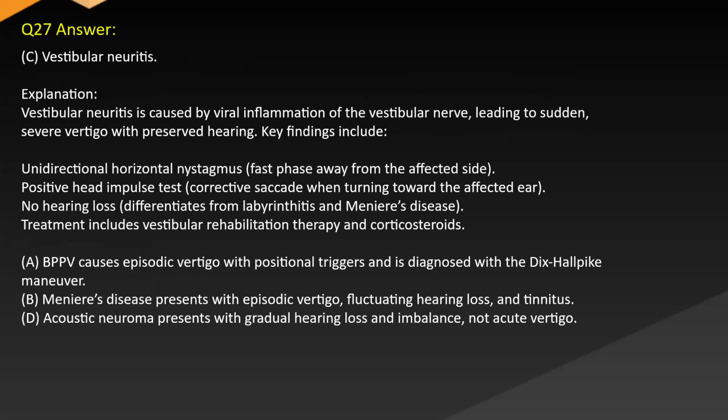Answer: C. Vestibular neuritis. Explanation: Vestibular neuritis is caused by viral inflammation of the vestibular nerve, leading to sudden severe vertigo with preserved hearing. Key findings include unidirectional horizontal nystagmus, fast phase away from the affected side, positive head impulse test, and corrective saccade when turning toward the affected ear. No hearing loss differentiates it from labyrinthitis and Meniere's disease. Treatment is vestibular rehabilitation therapy and corticosteroids.